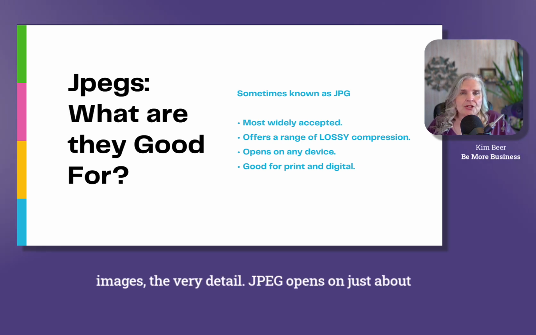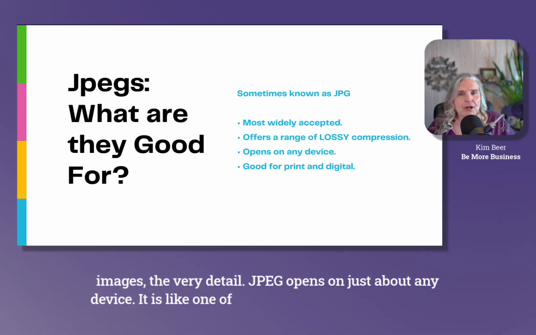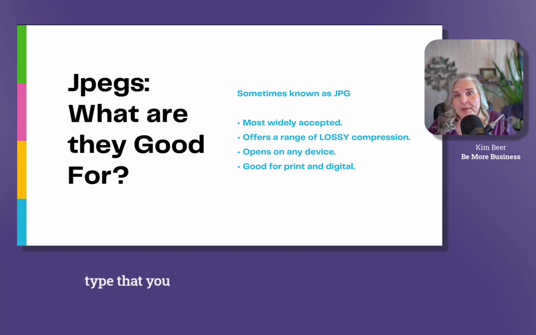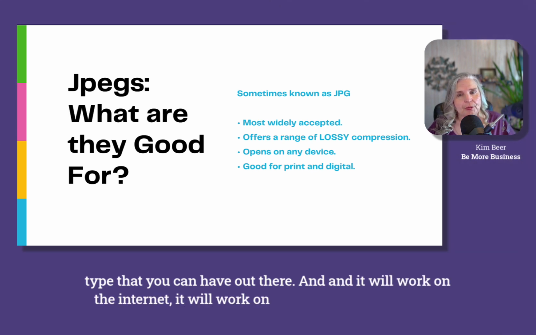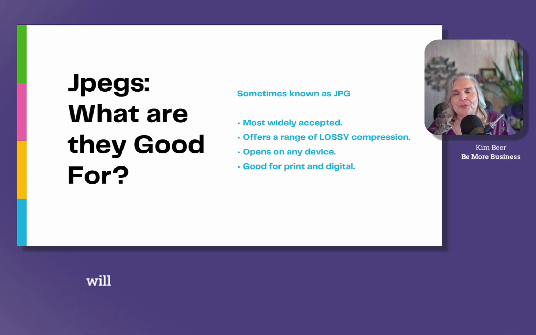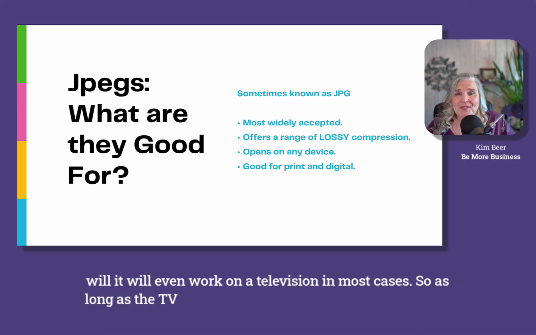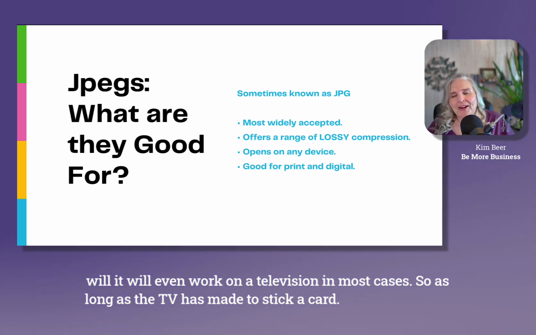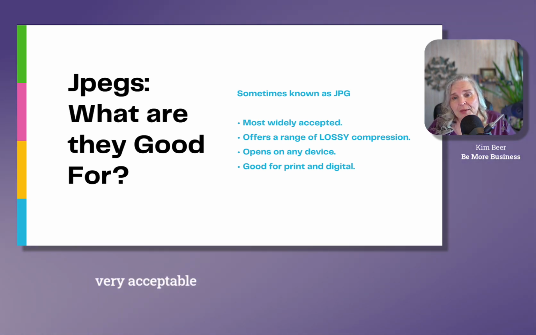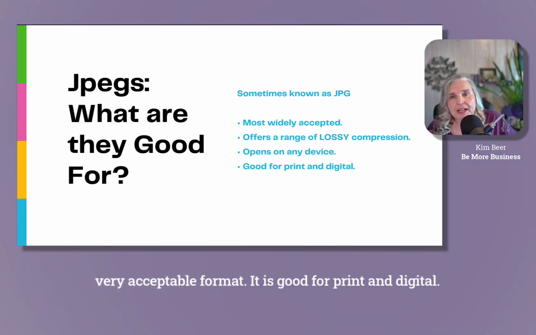JPEG opens on just about any device. It is one of the most widely accepted image types out there. It will work on the internet, it will work for print, it'll work on a phone. It will even work on a television in most cases, as long as the TV has a place to stick a card. So it's a very acceptable format. It is good for print and digital.